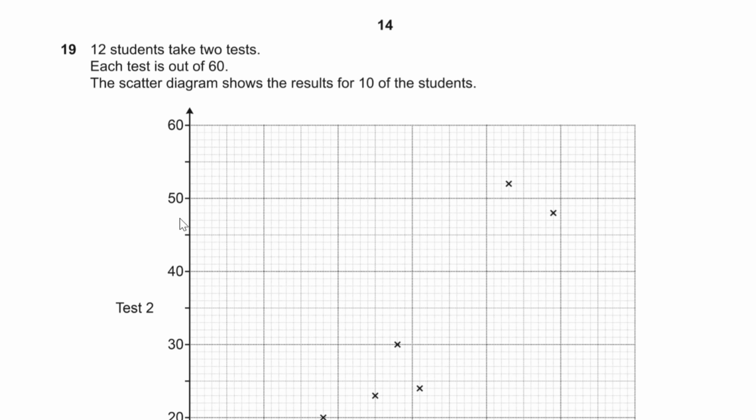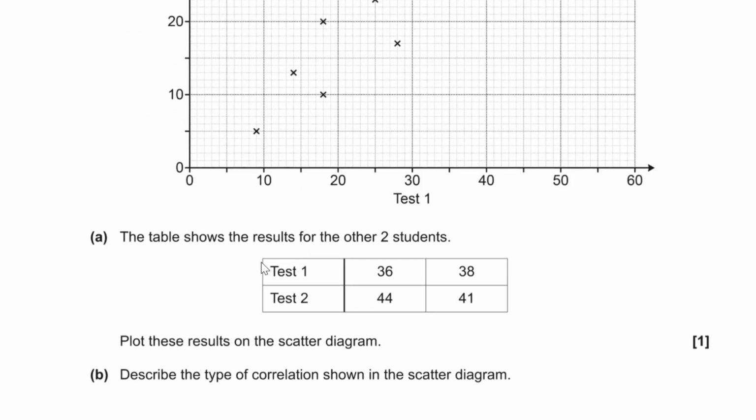Question number 19. 12 students take 2 tests. Each test is out of 60. The scatter diagram shows the results for 10 of these students. And for part A, the table shows the results for the other 2 students. So we've got test 1 and test 2, and we've got their marks as well. And we have to plot these on a scatter diagram.